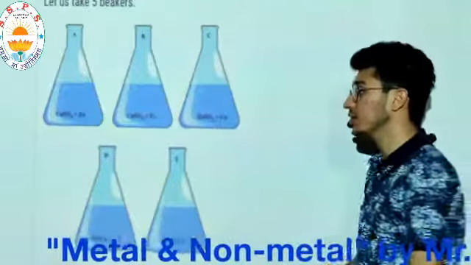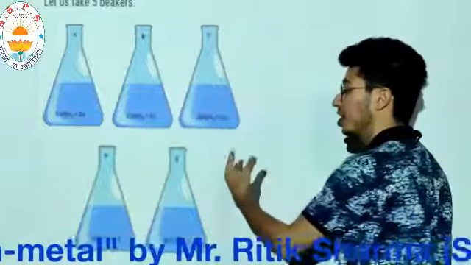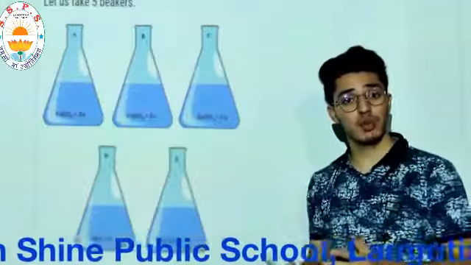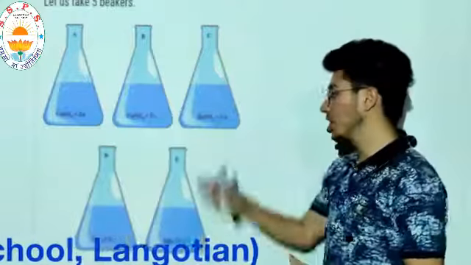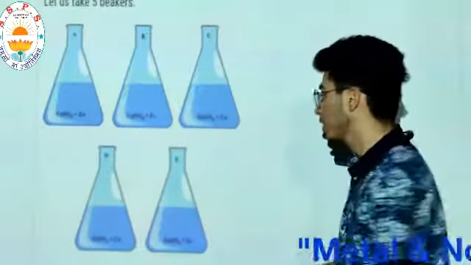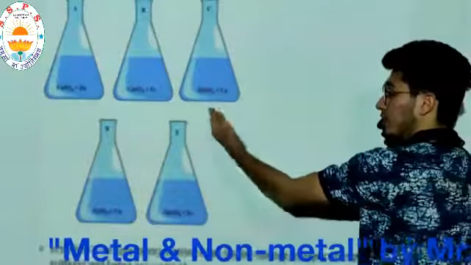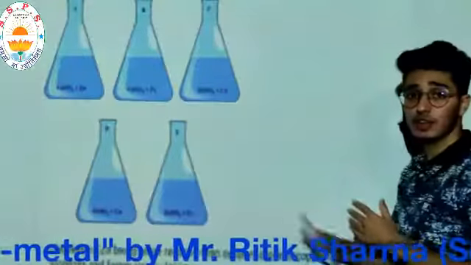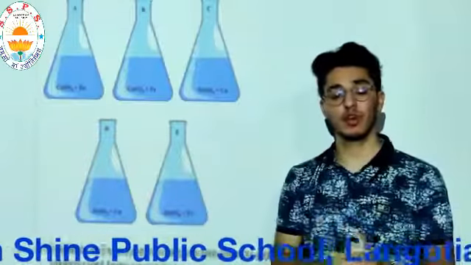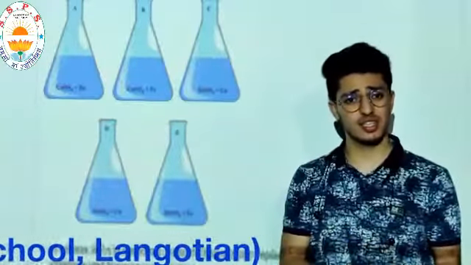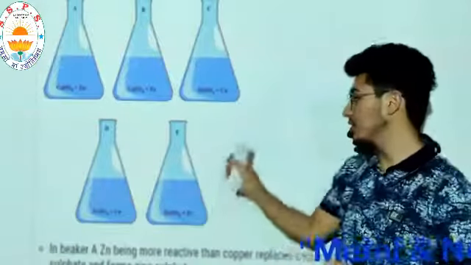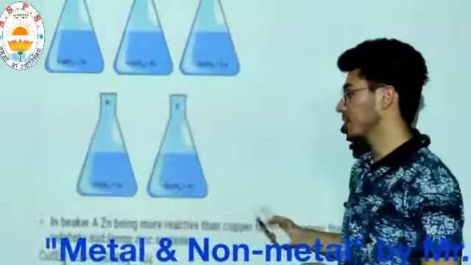Again, in the second beaker, we are taking copper sulfate and we add iron in it. Iron is more reactive than copper, so it will displace copper and form iron sulfate plus copper. In the third beaker, we are taking zinc sulfate and we add copper in it. So here's the twist. Copper is not more reactive than zinc. It is less reactive than zinc. Zinc is more reactive than copper, so no reaction will happen and it will remain the same.